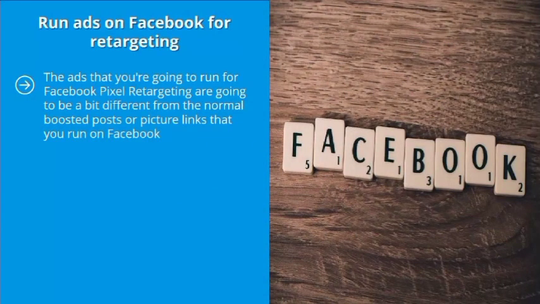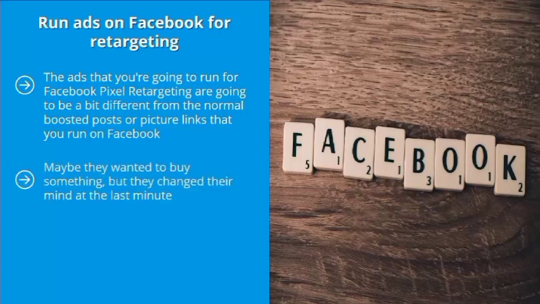The ads that you're going to run for Facebook Pixel retargeting are going to be a bit different from the normal boosted posts or picture links that you run on Facebook. Instead, these are going to try to achieve 2 things. You can remind people about what they did. Maybe they wanted to buy something, but they changed their mind at the last minute. Perhaps they were reading some sort of conversion article and were about to enter their email address, but they didn't. Whatever the case may be, you're reminding them to come back to what they were doing before.